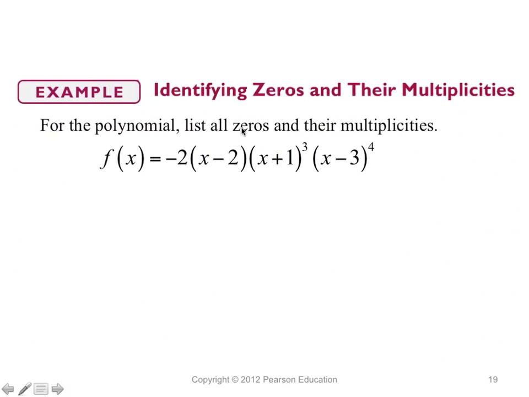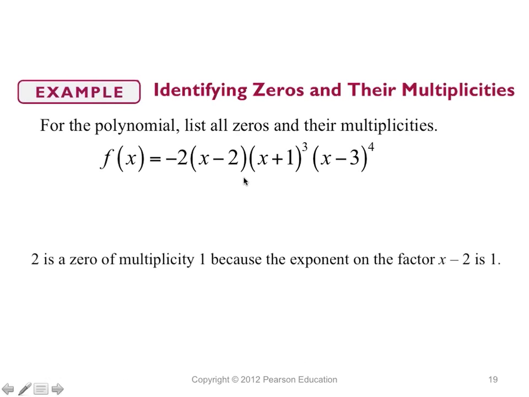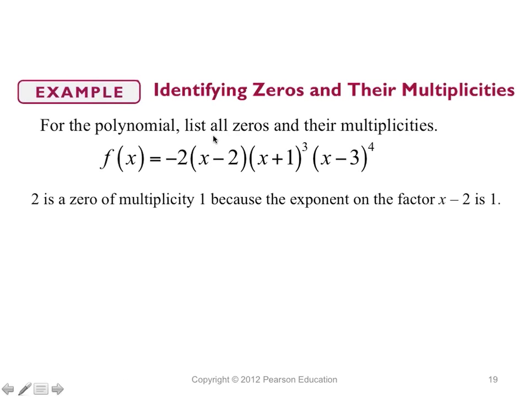Okay, now let's do this the other way around. Let's take a given polynomial and identify the zeros along with their multiplicities. What we want to do is look at our polynomial piece by piece. If we look at this, we have x minus 2 here. That means that +2 is a 0, because if we plug a +2 in for x, we get 2 minus 2, which makes this 0. So this is a 0 of 2.